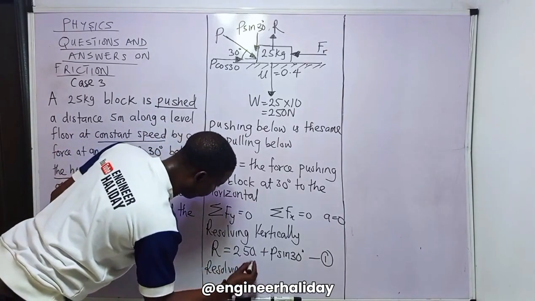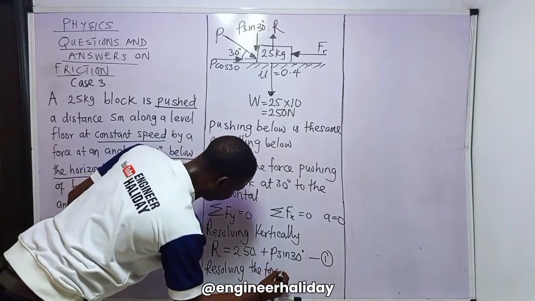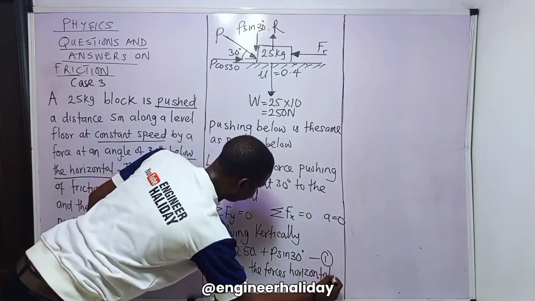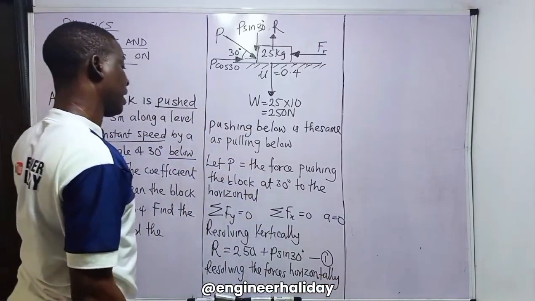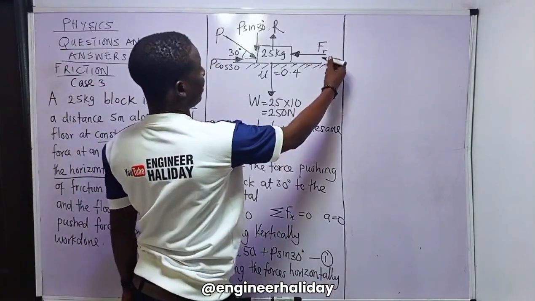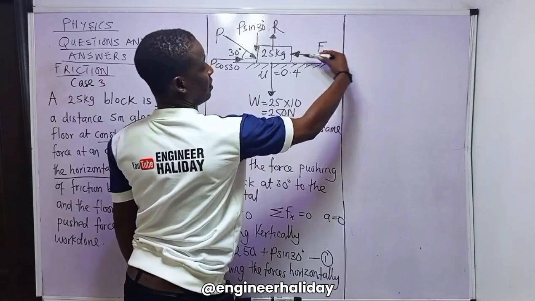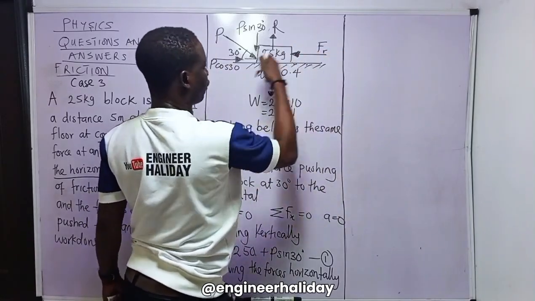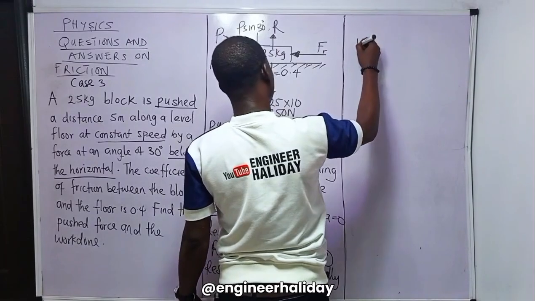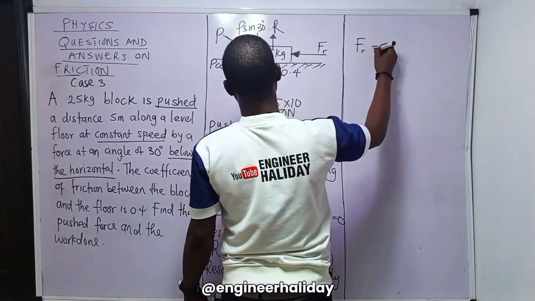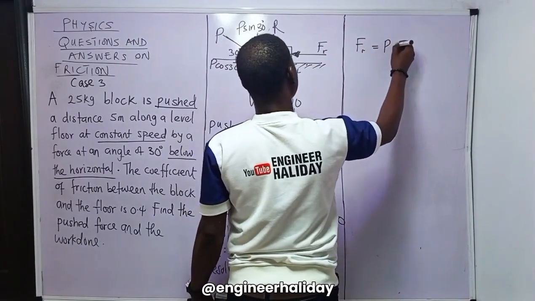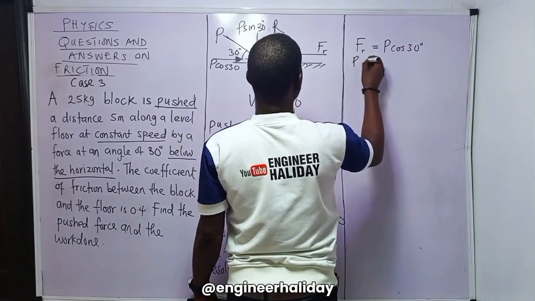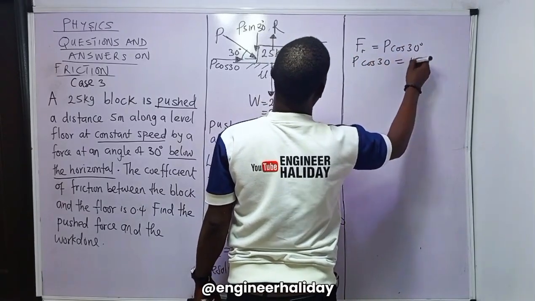Horizontally, resolving what? The force or forces horizontally. What do we have? Horizontal force. This is the only force going here, and this one is the only force going there. So backward force equals forward force. So that will now give us FR equals P cos 30, or P cos 30 equals FR.